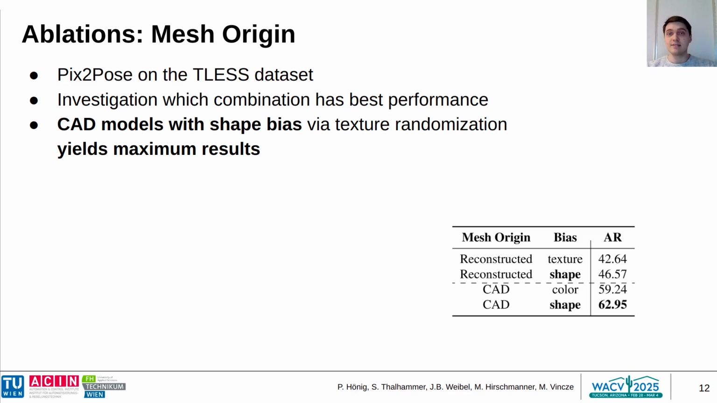Since the TLES dataset offers cut models and reconstructed meshes, we evaluate the relation between mesh origin and the type of bias. What we found out was that the cut models in combination with the shape bias induced by texture randomization yield the maximum results, while the reconstructed mesh with the texture bias yielded the worst results.